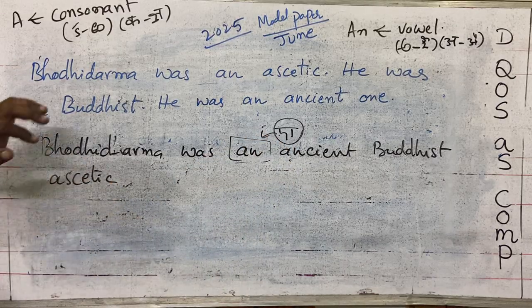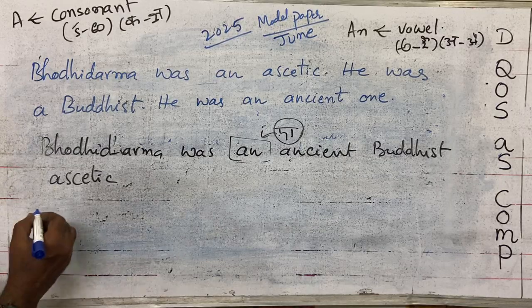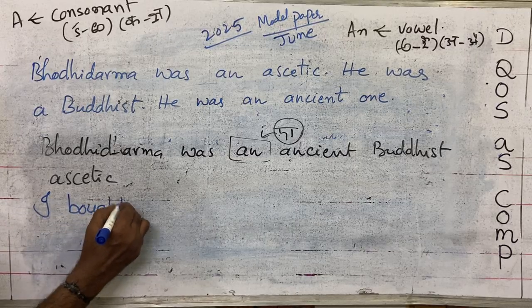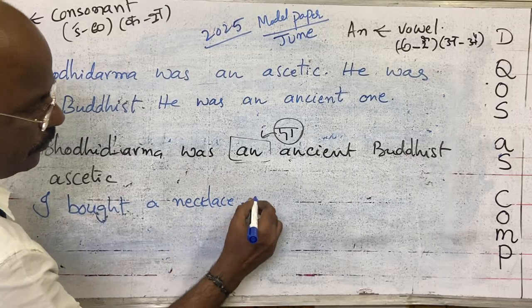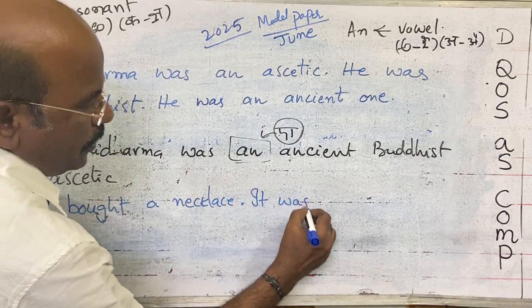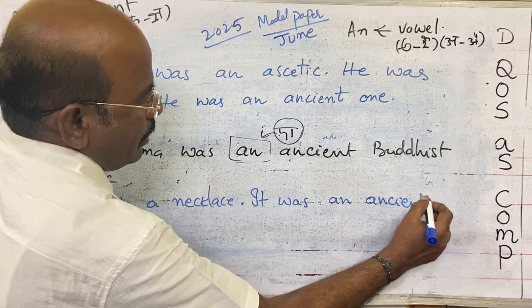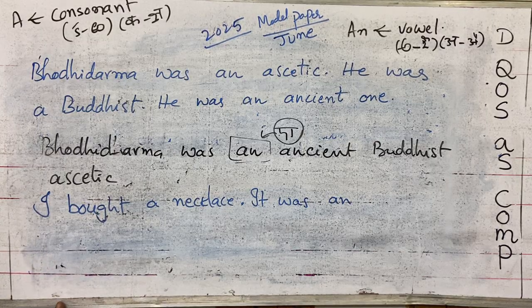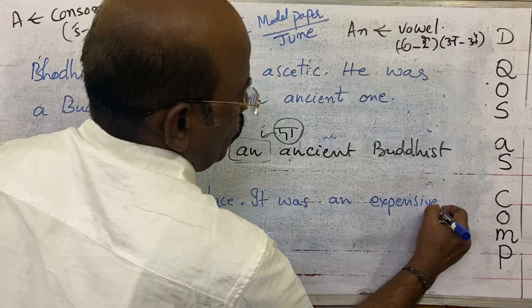In the June 2025 paper, one more bit is given. That is, I bought a necklace. It was an expensive one. I bought a necklace. Full stop. It was an expensive one.